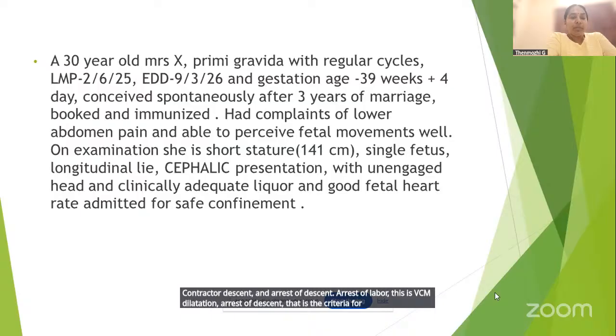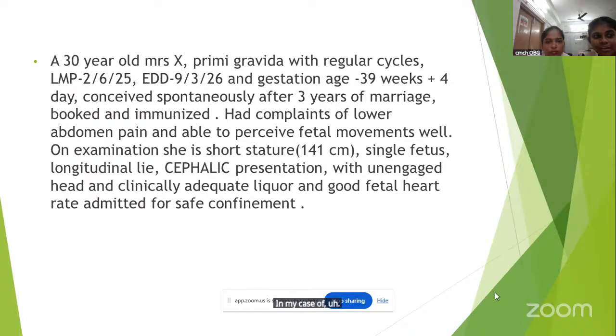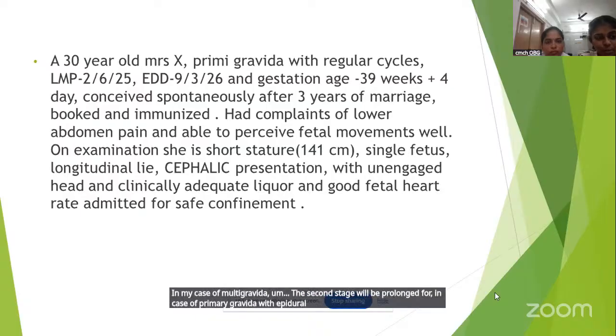Okay. How do you monitor? In case of the second stage, it will be prolonged in a primary gravida with epidural if it is more than 3 hours, and without epidural more than 2 hours. And in a multigravida with epidural, it is more than 2 hours, and without epidural, more than 1 hour. Considered to be prolonged second stage, ma'am.